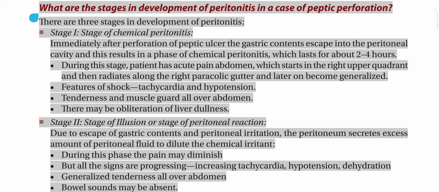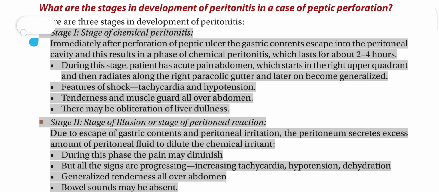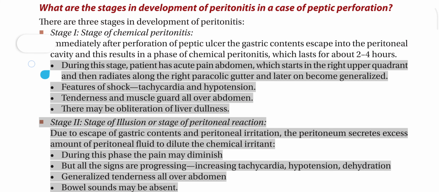What are the stages in development of peritonitis in a case of peptic perforation? There are 3 stages in development of peritonitis. Stage 1, stage of chemical peritonitis. Immediately after perforation of peptic ulcer, the gastric contents escape into the peritoneal cavity and this results in a phase of chemical peritonitis, which lasts for about 2 to 4 hours. During this stage, patient has acute pain abdomen, which starts in the right upper quadrant and then radiates along the right paracolic gutter and later on becomes generalized.